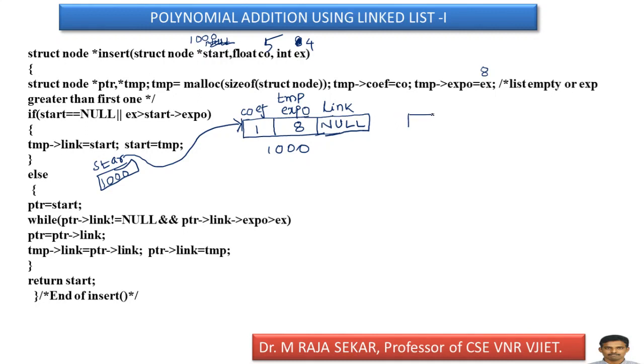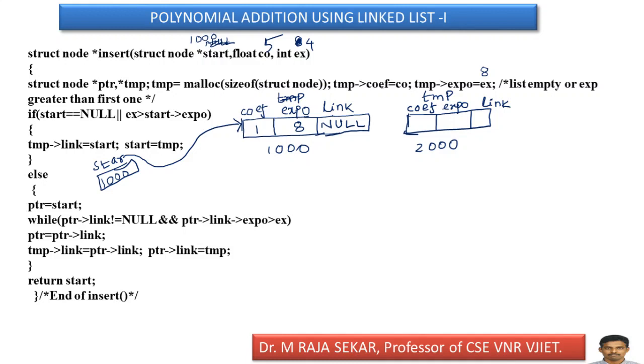Internally what happens? A node will be created. With how many fields will it create the node? With COEF, EXPO, link. Let me say this address is 2000. Now this cannot be TMP. Now which one is TMP? Let me write this one is TMP, isn't it? Yes. Now where can I go? tmp = malloc(sizeof(struct node)).